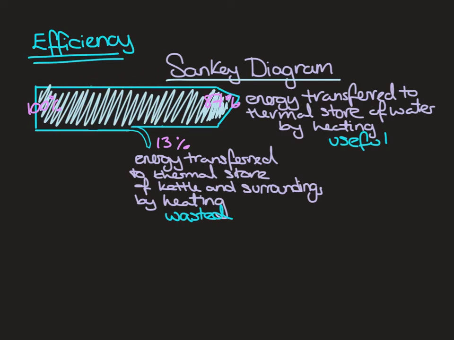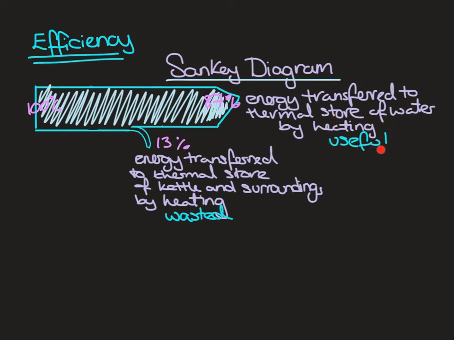Now, this is a diagram for the kettle. So you might remember that in the previous examples that we were doing, the energy that was transferred by the circuit to the kettle was larger than the energy transferred to the water. So some of the energy was being transferred somewhere else. And this Sankey diagram is representing that energy transfer. So at the beginning we had 100% of our energy, and 87% of that energy is transferred to the thermal store of the water by heating.